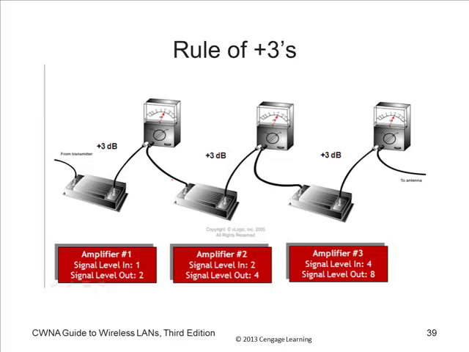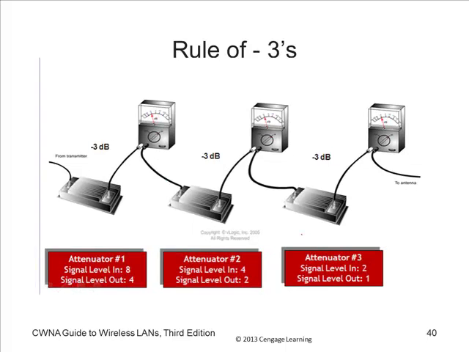This is the rule of threes. In this one we have the amplifier, and the signal level in is 1. If we have a plus 3 dB, the signal level out is going to be 2. And then with another 3 dB, we're going to get 4 out, so you just double it each time. If we had a 9 dB, it's not quite 10, so we wouldn't use the rule of 10 there, we'd use the rule of threes. We double it 3 times. If we had a minus 9, the minus rule of threes, we would halve it.